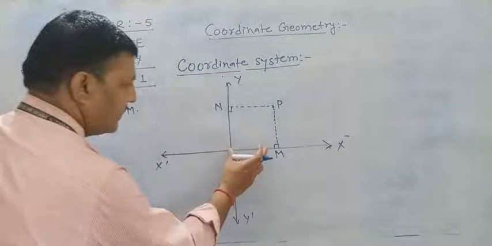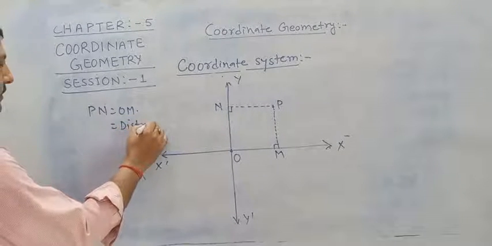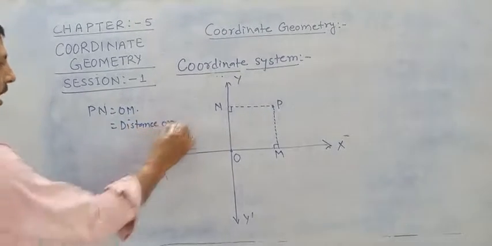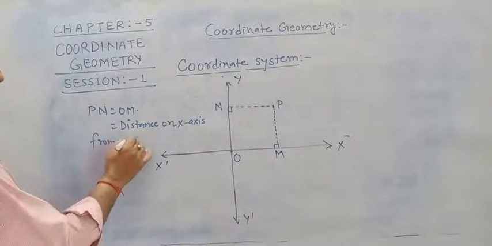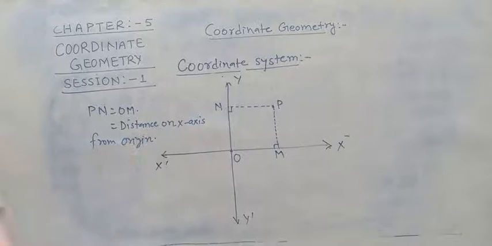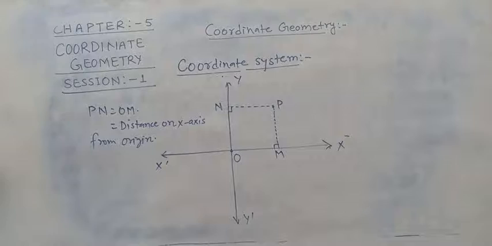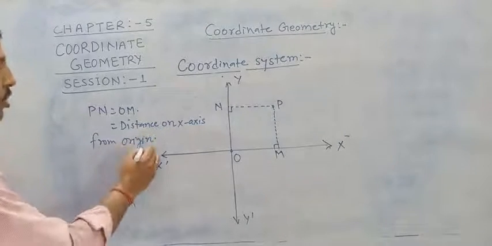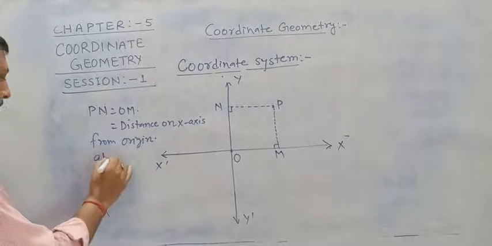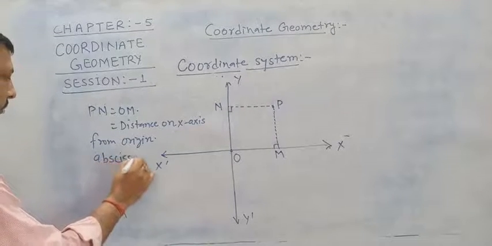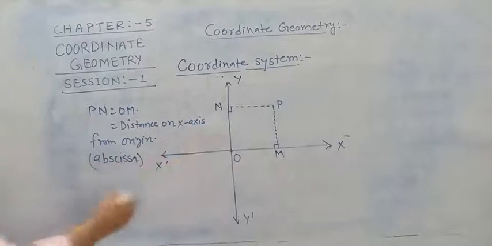So this is the distance on x-axis from the origin. So this is also called x-coordinate. Distance on x-axis from the origin, this is called abscissa. Similarly, this PM is equal to ON.